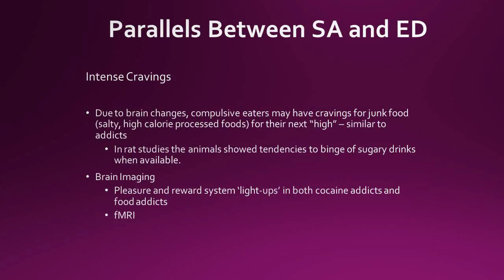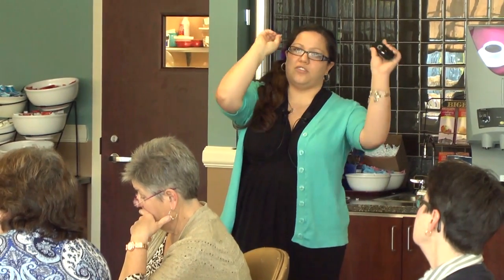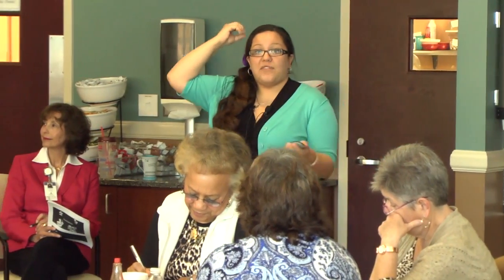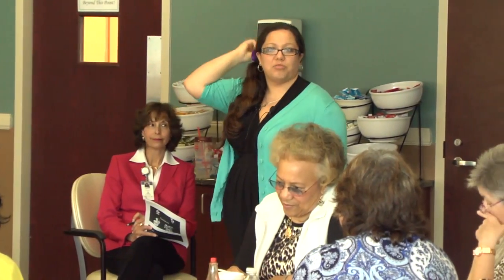Then we also can take a look at brain imaging. So if you look at fMRI studies and you put someone who's an addict in the machine and you show them pictures of flowers and the water and the ocean, and then you show them a picture of their drug of choice, there's that spot that lights up, right? Well, they did the same thing with those who are food addicts, who struggle with food addiction. And they put them in and they showed them the same pictures, and then they showed them pictures of food, and that same part of the brain lit up. So we know that there's something happening within there in the same exact areas.